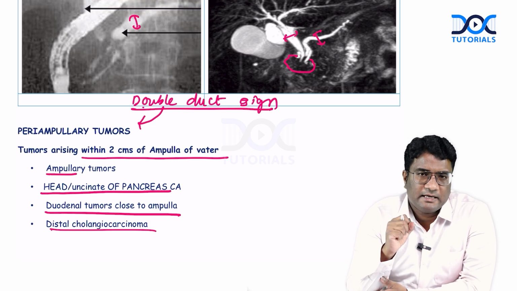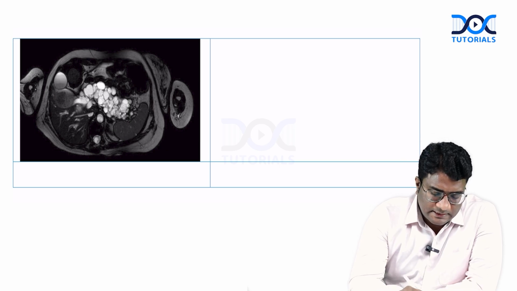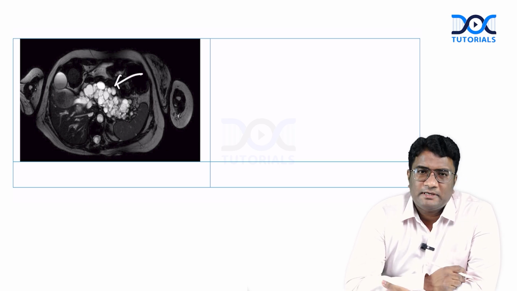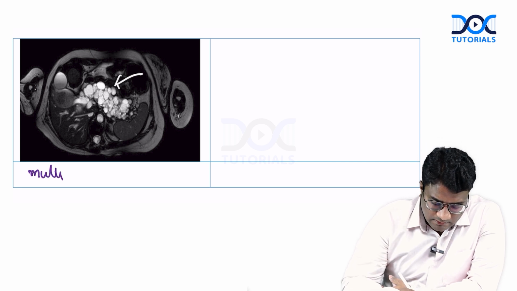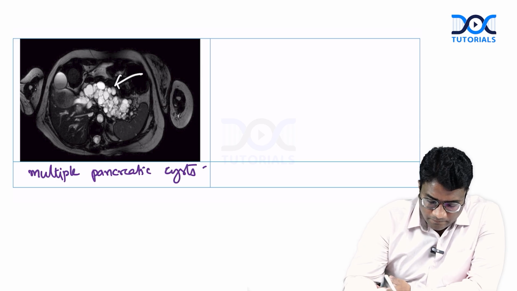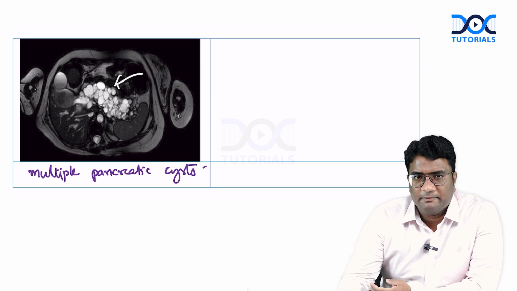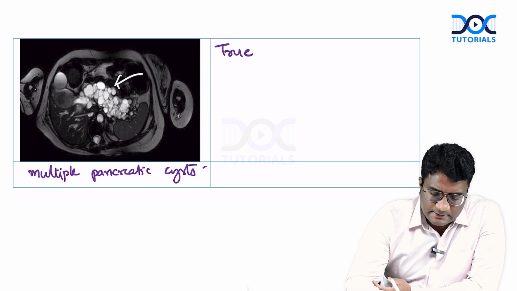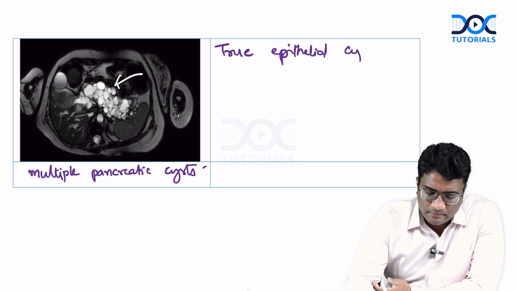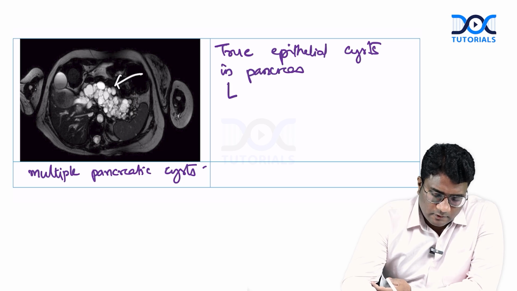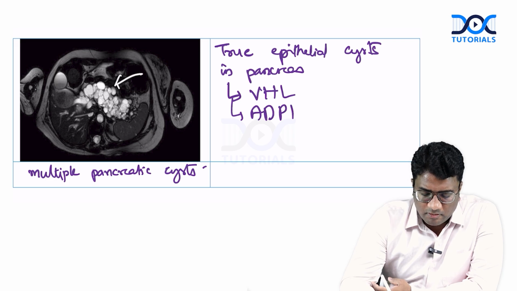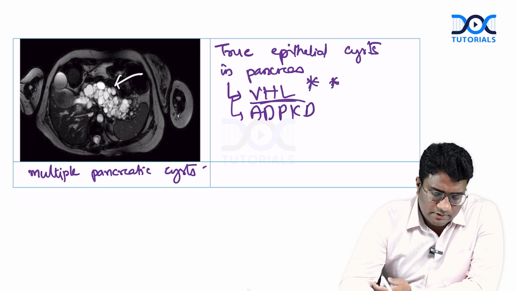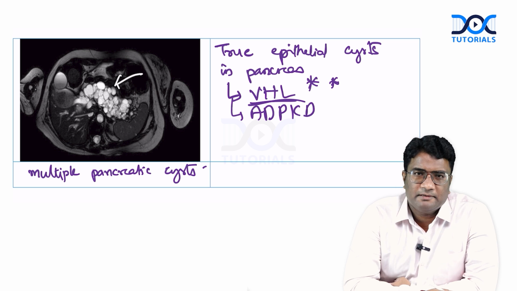Please remember periampullary cancers. If you see multiple cysts in the pancreas, these are multiple pancreatic cysts, right. So, on MRCP you are seeing multiple pancreatic cysts. Such true epithelial cysts in the pancreas, you think of von Hippel-Lindau syndrome. This can be seen with ADPKD, but commonly think of von Hippel-Lindau syndrome. Von Hippel-Lindau syndrome will have multiple cysts in the pancreas.